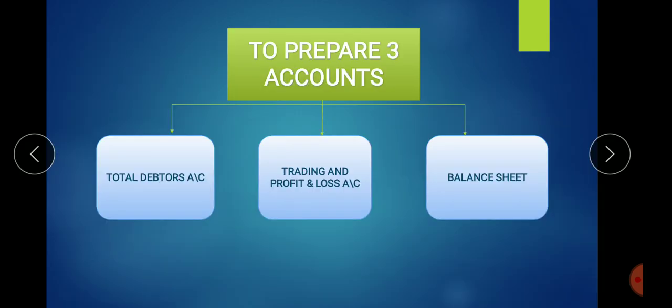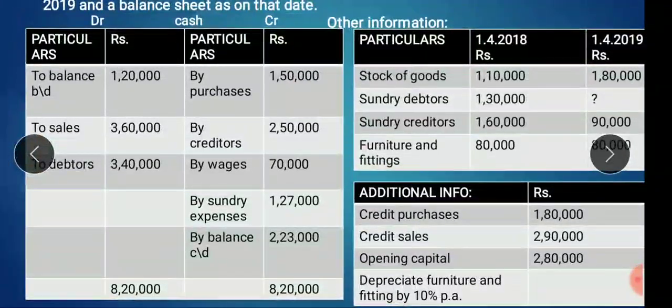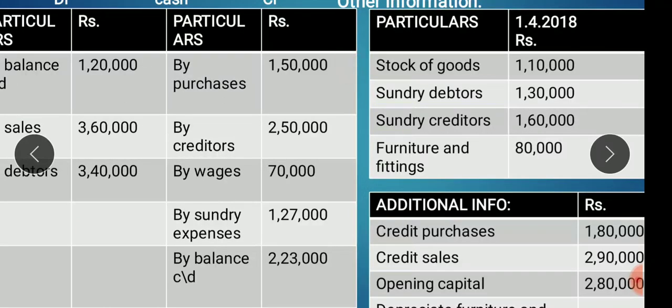To balance brought down 1,20,000, by purchases 1,50,000, to sales 3,60,000, debtors 3,40,000, by creditors 2,50,000, by wages 70,000, by sundry expenses 1,27,000, by balance carried down 2,23,000.